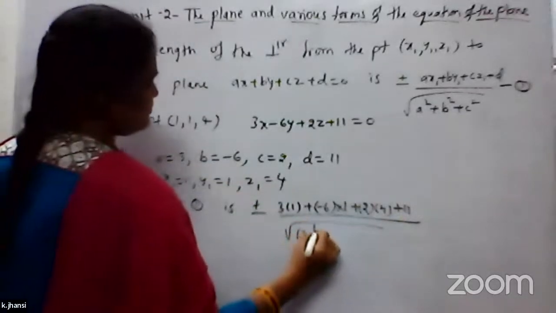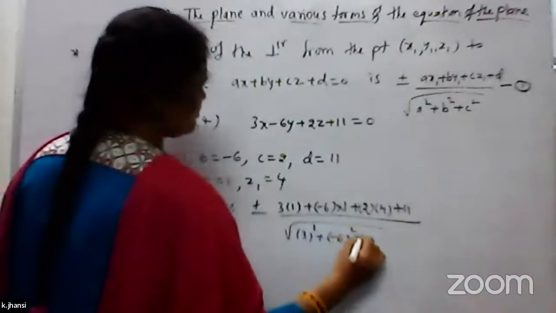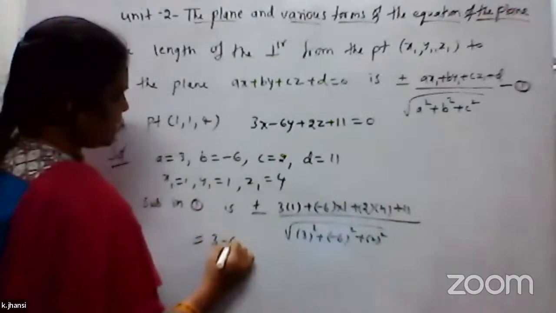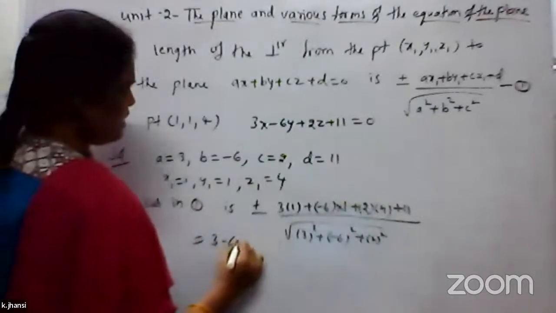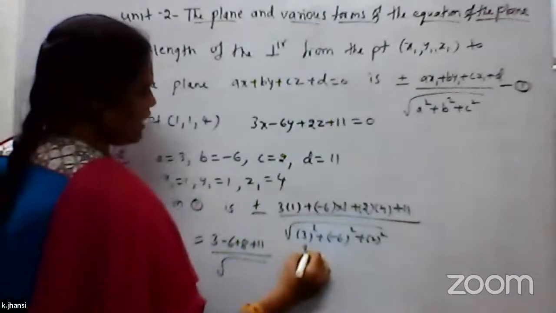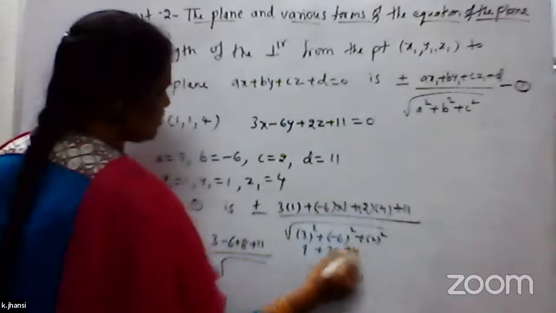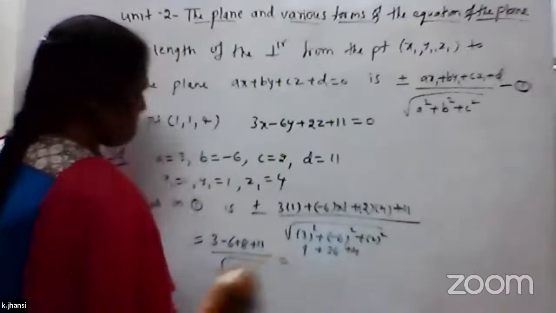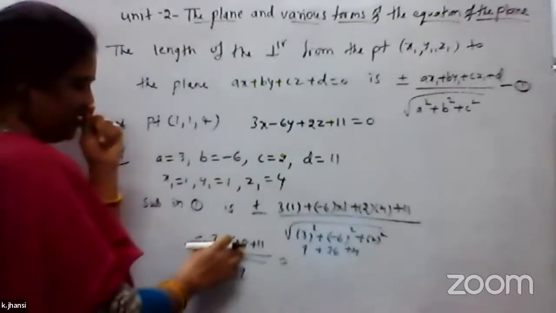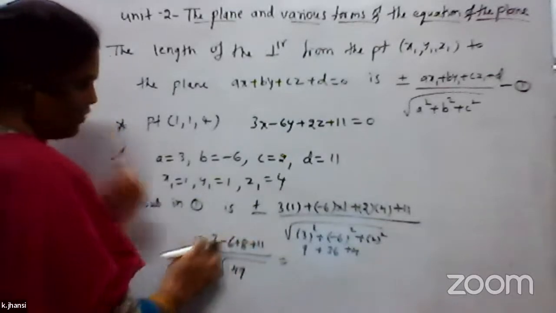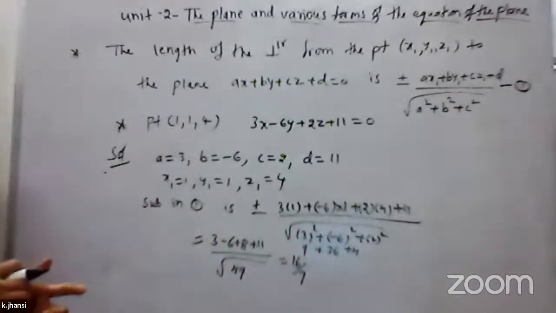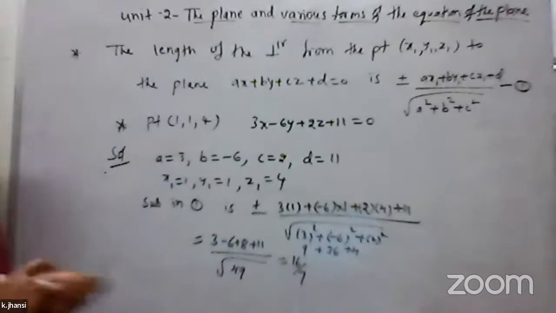So 3 square. So it is equal to 3 minus 6 plus 8 plus 11 by under root of 9 plus 36 plus 4. So we get 49, and minus 6 plus 8 means we'll get 2, 2 plus 11 is 13, 2 plus 13 is 15, 16 by 7. Okay, so this is the length of the perpendicular from the point to the plane.